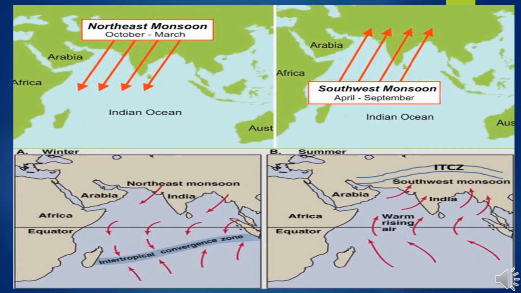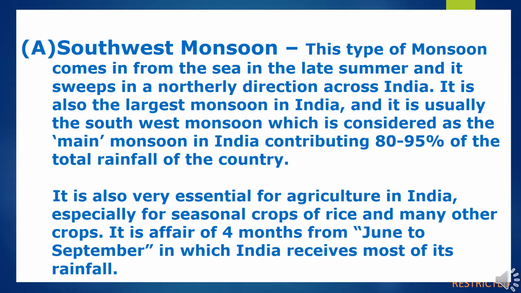Here we have shown the wind directions in different monsoon seasons. Like the southwest monsoon, this is prevailing from April to September, and it is moving from the Arabian Sea and Bay of Bengal to the upper sides, north sides. And after that the northeast monsoon, which prevails from October to March, where the wind direction is towards the Indian Ocean and Arabian Sea. Now we will discuss all monsoon seasons.